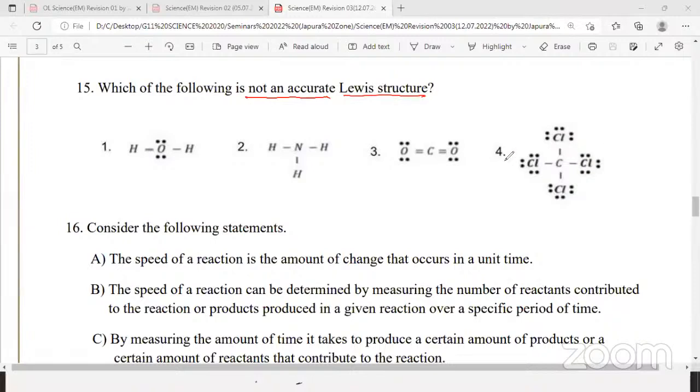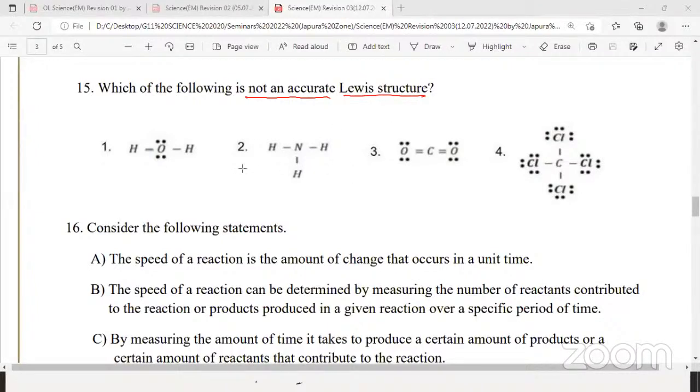Hansi, what is the answer? Second one. Natasha? Second one. Irasha? Damya? Yanga? Second one. Yeah, very good. The answer is the second one. Why is the answer the second one?